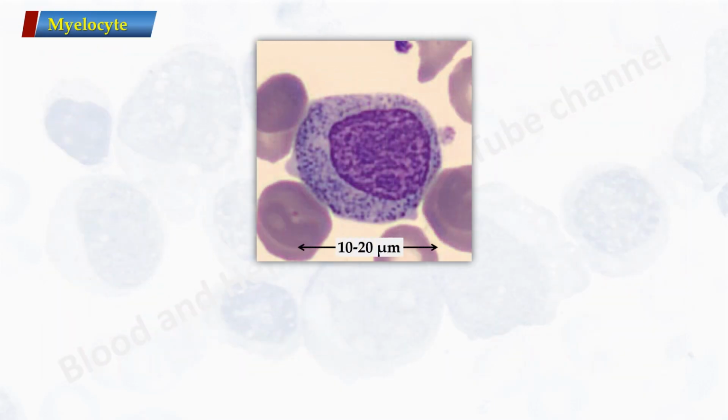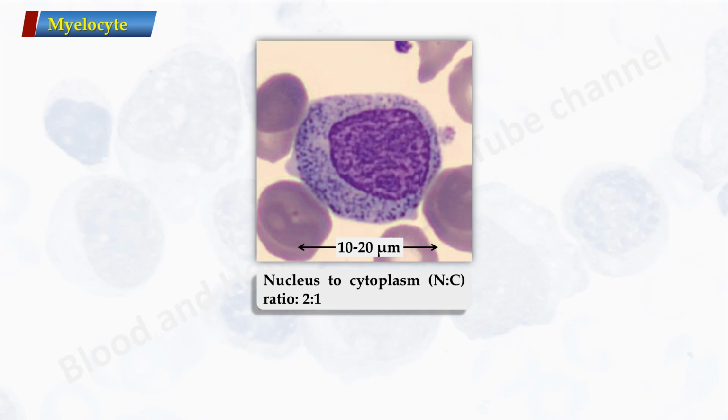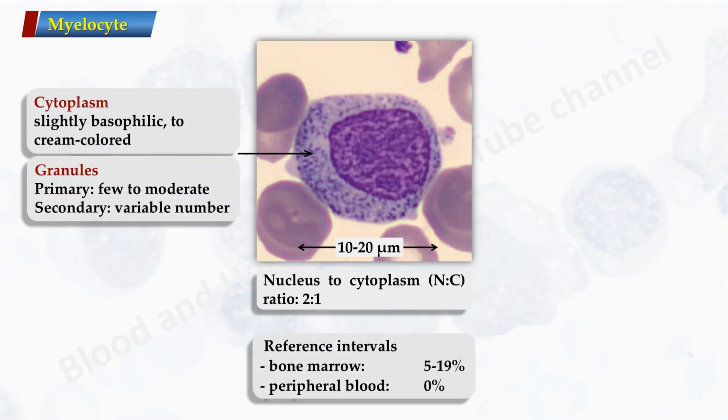The myelocyte is the latest stage capable of cell division. The cytoplasm is slightly basophilic, to cream-colored, and contains few to moderate primary granules and variable numbers of specific, or secondary, neutrophil granules. Secondary granules become predominant as cell matures.